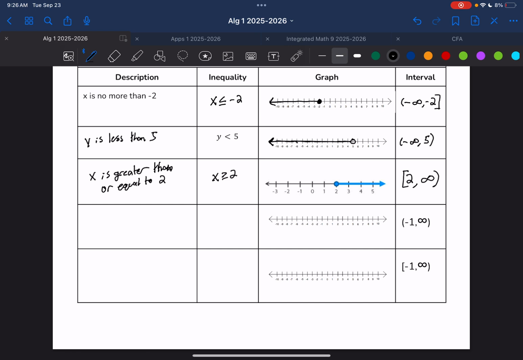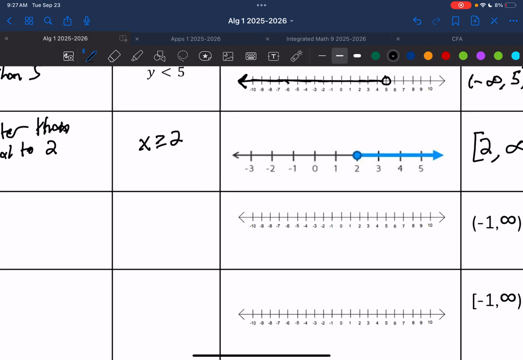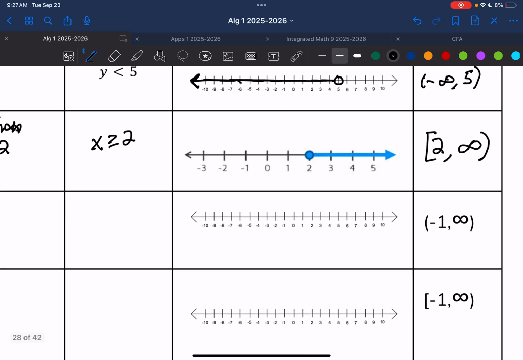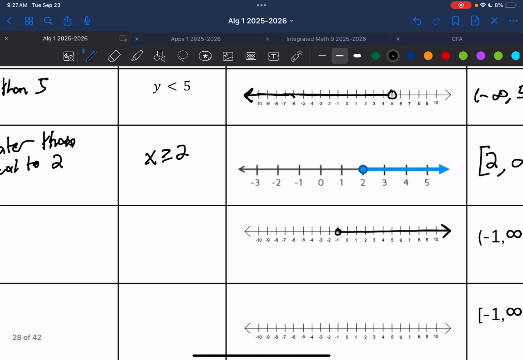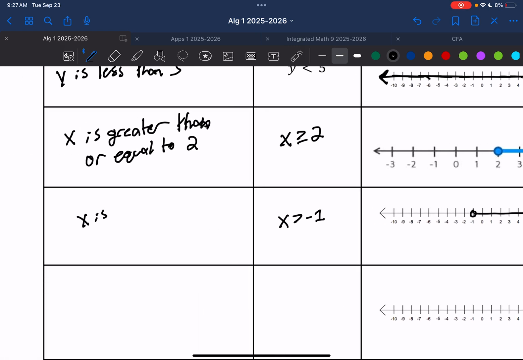All right, so for these two at the bottom, we're given the interval notation, and we need to work backwards to get the graph. So what's our smallest number here? Well, it's negative 1. Is it included? No, it is not, because it is a parenthesis. And then we're going to go on to infinity. So we know that the graph is going to look like this. How can we represent that? Well, that looks like x is greater than negative 1.